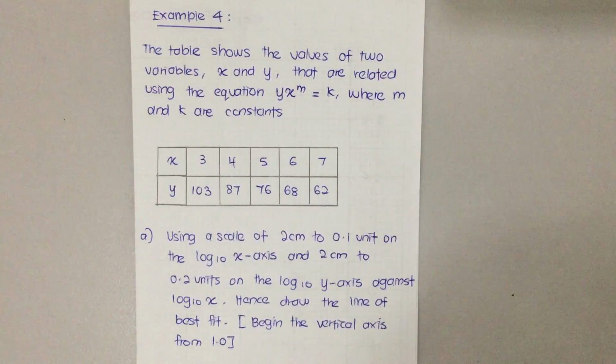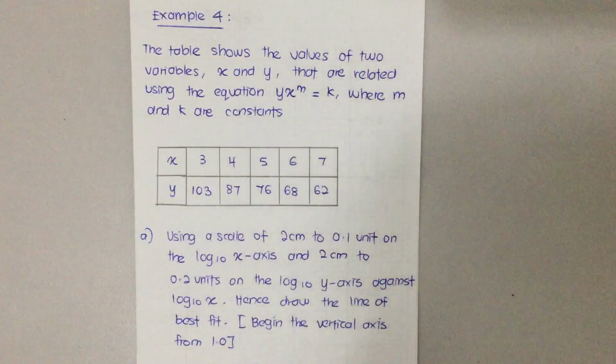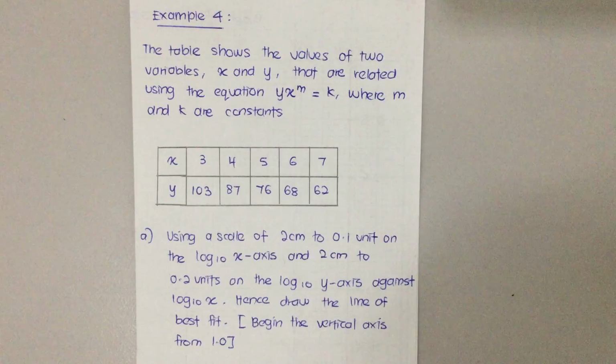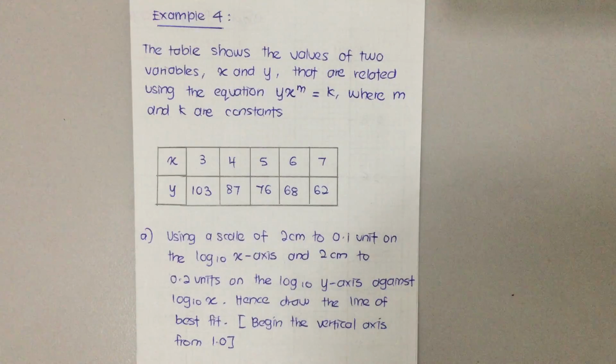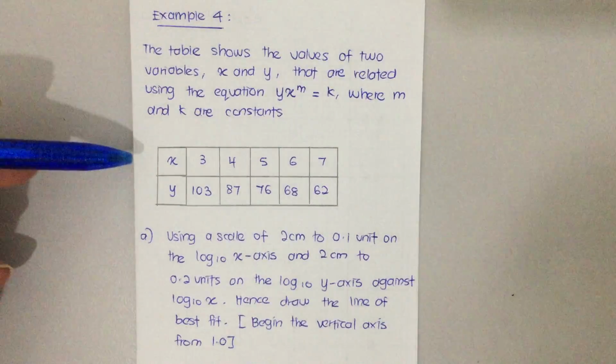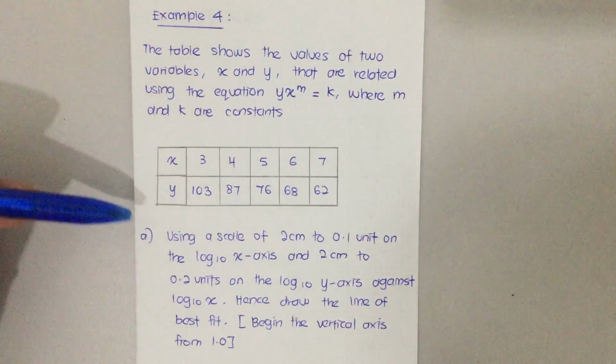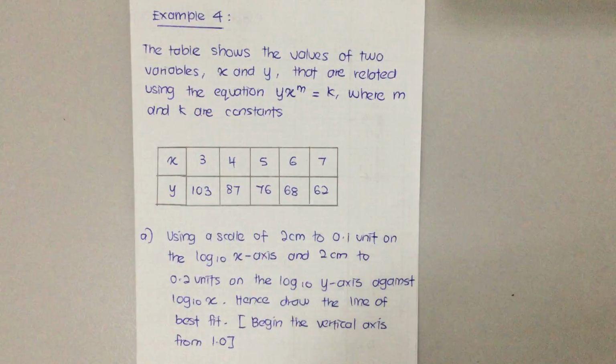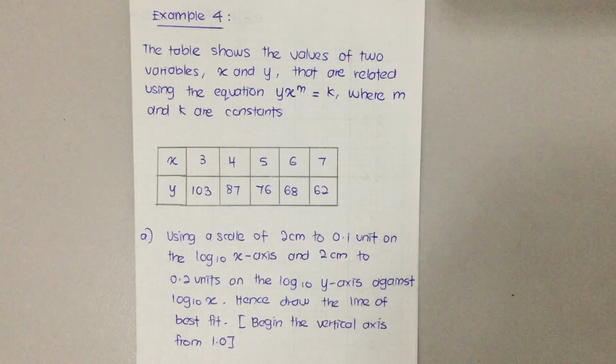Alright guys, without further delay, let's jump to the question now. The table shows the value of two variables x and y that are related using the equation y x to the power of m equals k, where m and k are constants. So as you can see here, these are the values for x, these are the values for y. Okay, let us continue to read the question.